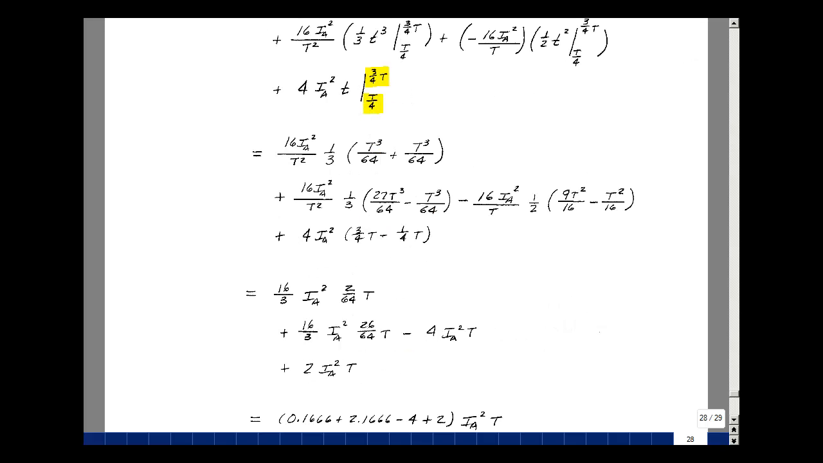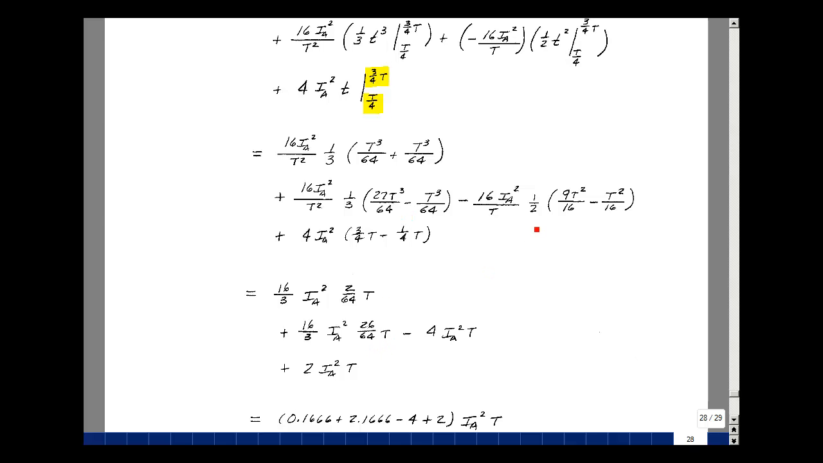Now we can combine our terms here. So I've got 16 over 3. I've got a t cubed and a t cubed and a t squared, so it's left with a t. I have an I sub a squared. I have this twice. Okay. Term I've got, again, 16, and I've got I sub a squared. I've got the 3 from here. And then I've got this term here, which is the difference of these two, which would give me 26 over 64t.